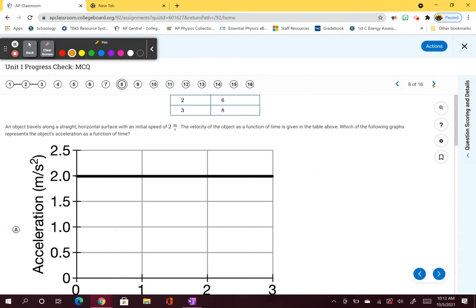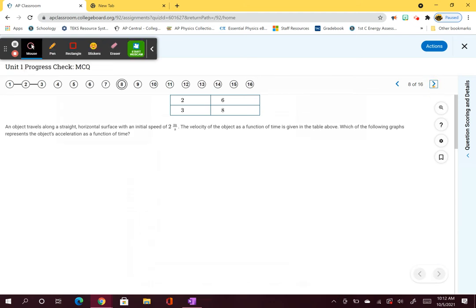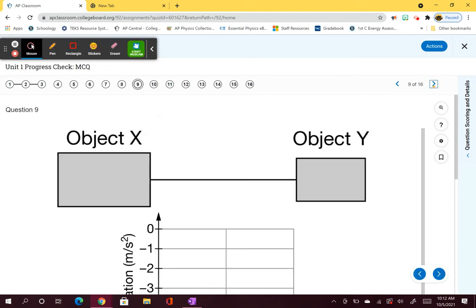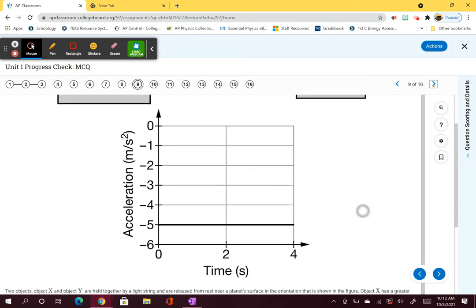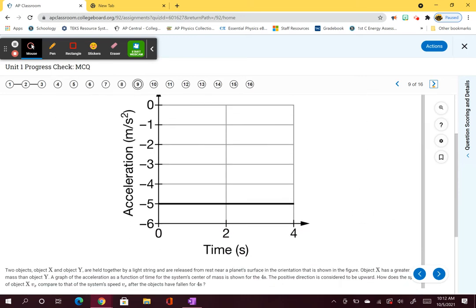Next question. So question 9. We have an object X and object Y that's connected with a string, it looks like. We have a graph of acceleration. So it's an acceleration versus time graph, and it's showing you that our acceleration is a negative 5. Okay, so let's read on.